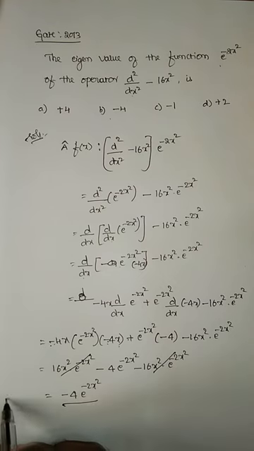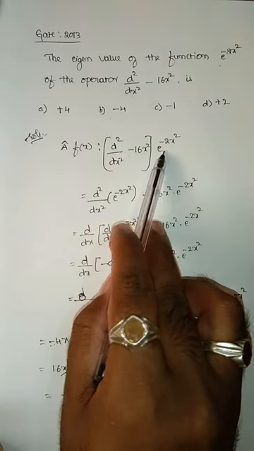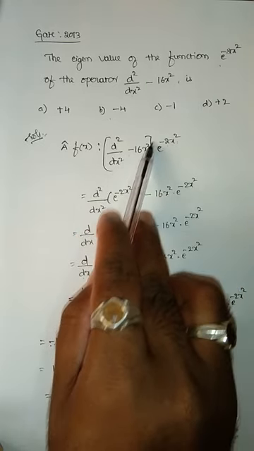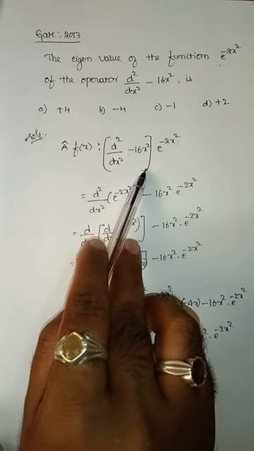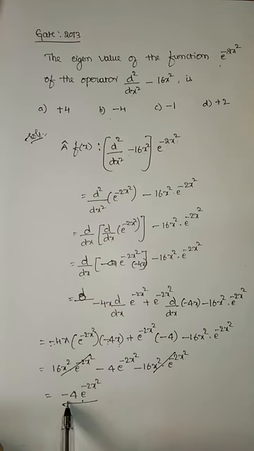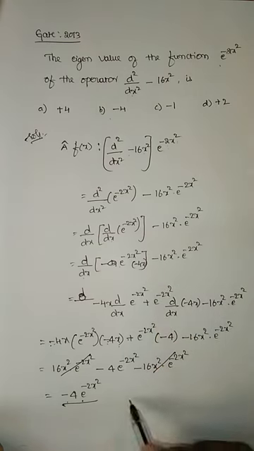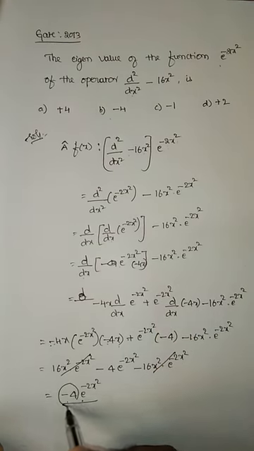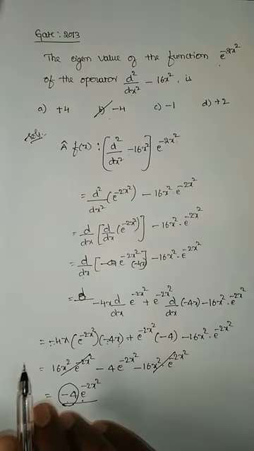And we have the function, that is d square by dx square minus 16x square of e power minus 2x square. This is the function we actually took, on which this operator is operating, right? So we got the same function once again, but multiplied with the constant minus 4, satisfying the condition of the eigenvalue equation. So here the eigenvalue is minus 4, which is option B.